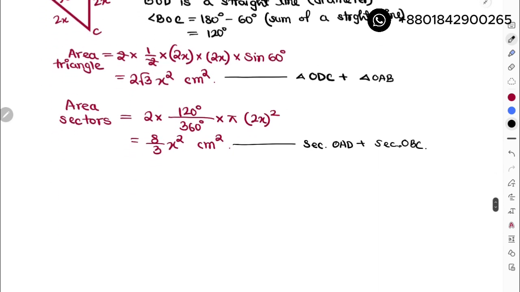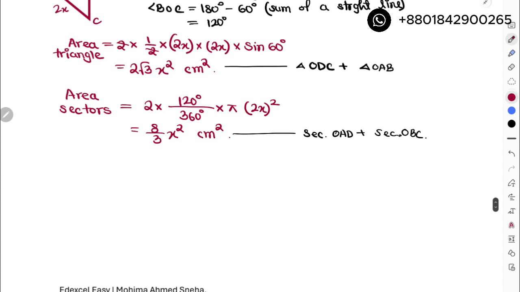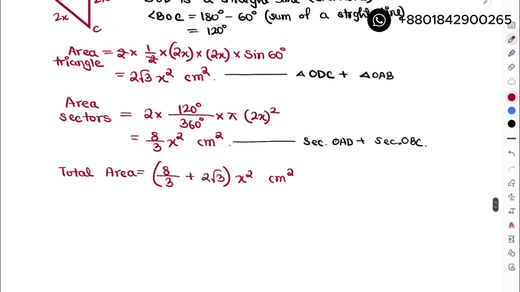Okay. Now after this we will find out the expression for the total area of that final shaded region. It is going to be the addition of triangle and sector, right? So this is 8 over 3 plus 2 root 3 x square centimeters square, and that is the value for your k actually, 8 over 3 plus 2 root 3.